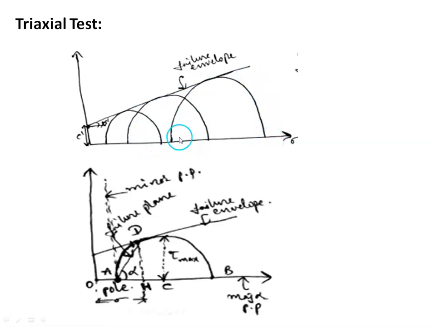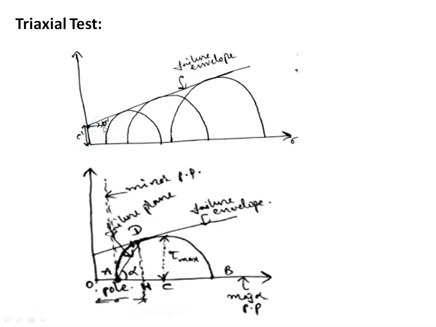Then we have to draw a common tangent to these Mohr circles, which represents the failure envelope. The angle made by the failure envelope with the horizontal will give you the angle of shearing resistance, and its intercept on the y-axis will give you the cohesion of soil. So like this we can find the shear strength parameters, that is C and phi.